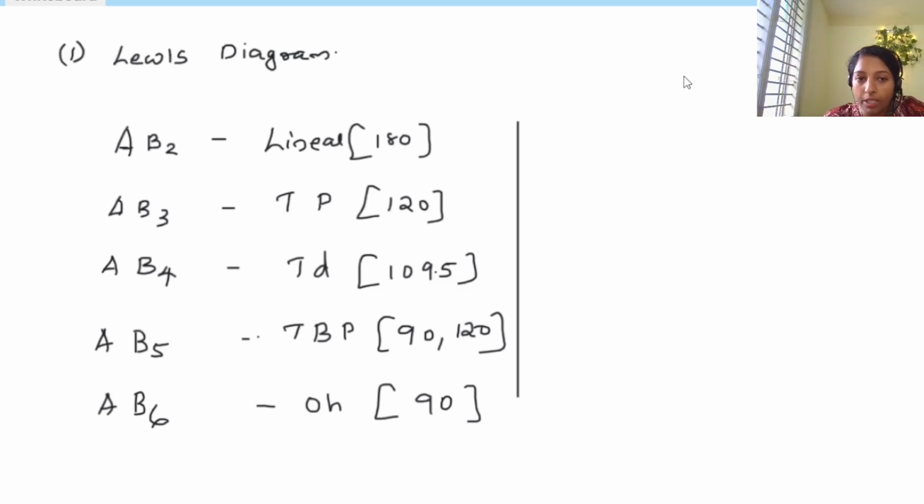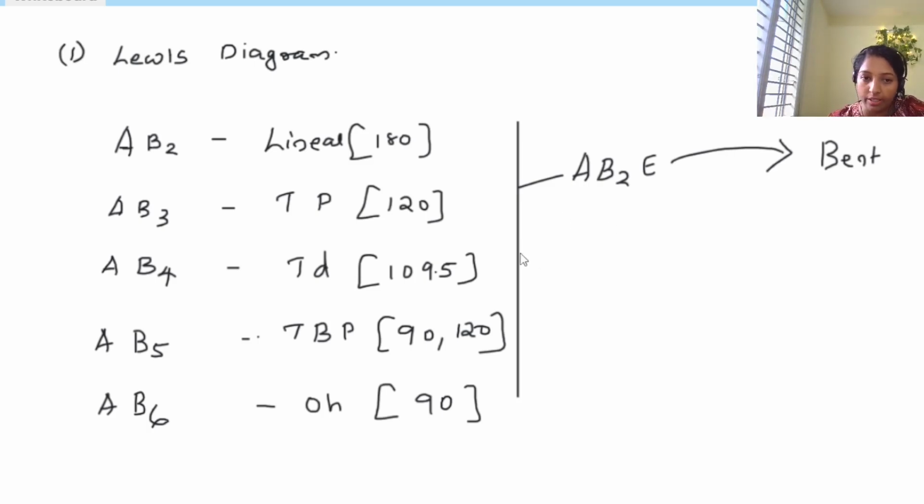Now, if lone pairs are there, for linear there is no other possibility. But AB3 can be like AB2E. So AB2E means AB2 electron geometry, total electron cloud is 3. So trigonal planar is the electron geometry. But what is the shape? Trigonal planar minus 1 is bent. Same bond angle since it originated from 120, so it's nearly 120.